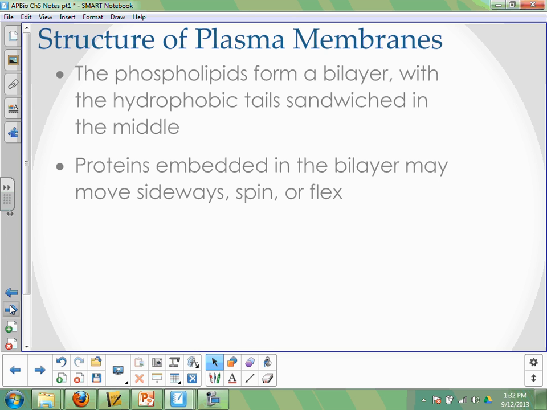Embedded in that phospholipid bilayer are a lot of proteins that aren't locked in place because this is a fluid layer. So the proteins can move around, they may slide around, they may spin in place, they may change shape in their location.